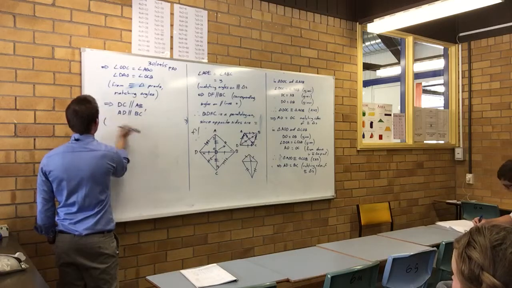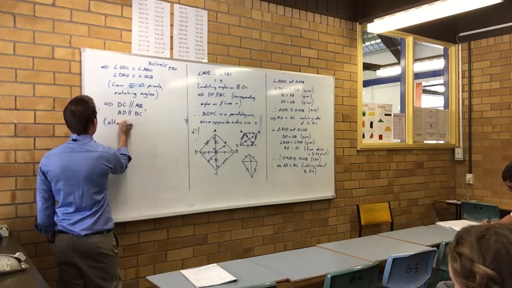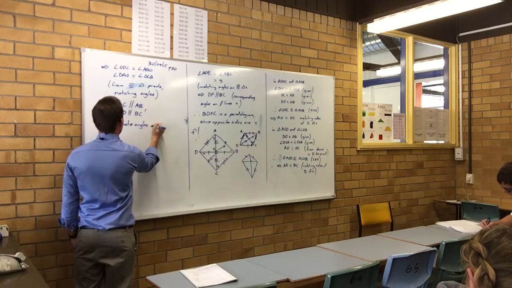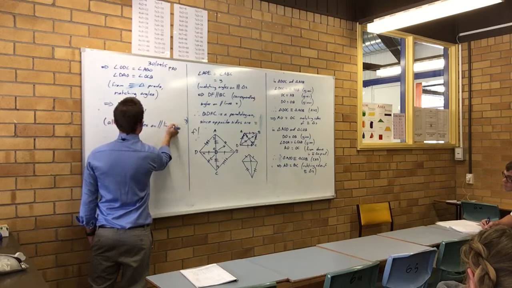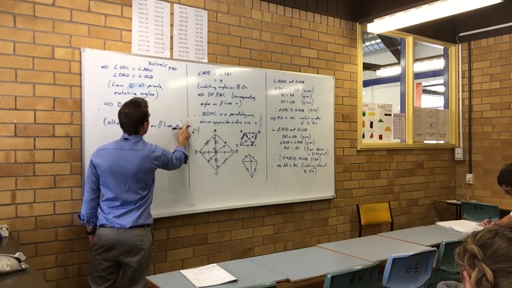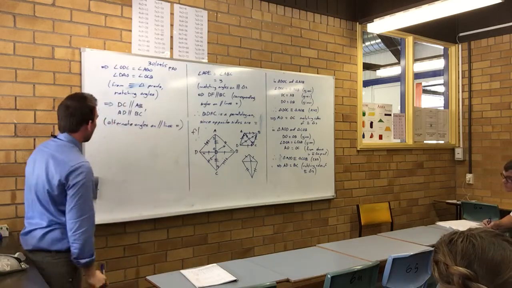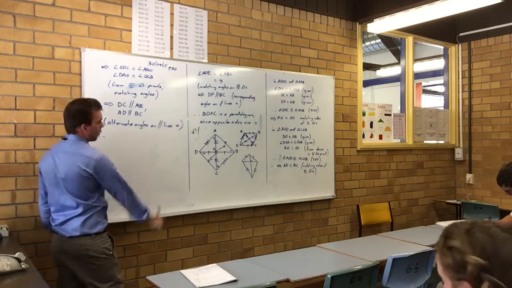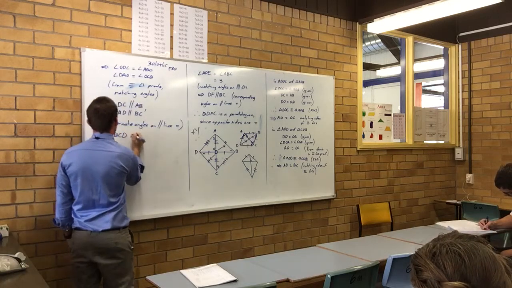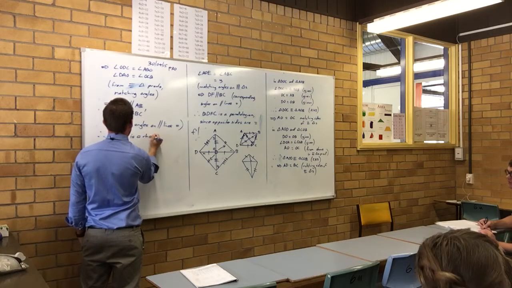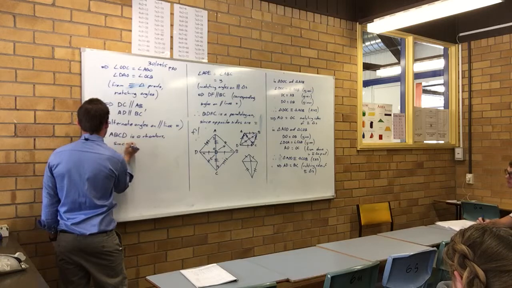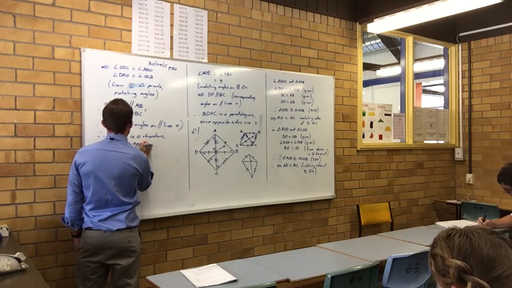Hurrah! Alternate angles on parallel lines are equal. Alright, so therefore ABCD is a rhombus, since opposite sides are parallel.